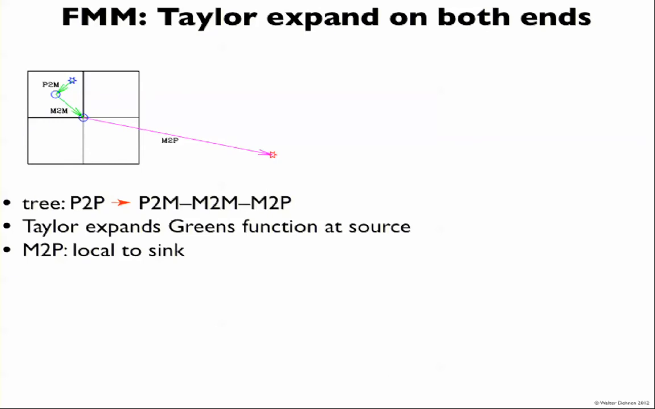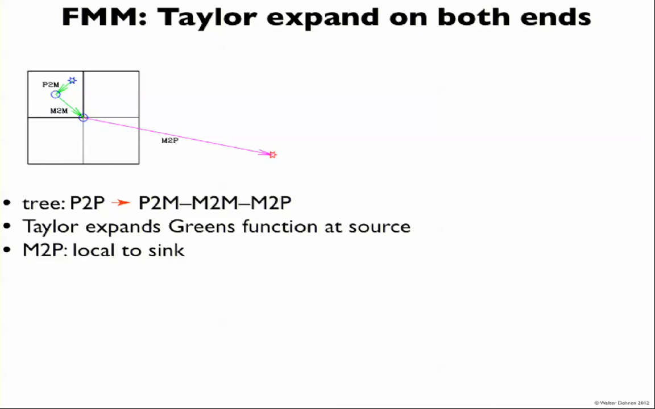If you think about it, in the tree code, we want to compute the Green's function from the sink particle onto the source particle. In the tree code, what you do is a Taylor expansion on the source end and replace the P2P particle-to-particle kernel by a particle-to-multipole, multipole-to-multipole, and multipole-to-particle computation. And you Taylor expand the Green's function at that end. It's important to realize that this interaction is local to the sink particle, so it has to write to every sink particle.